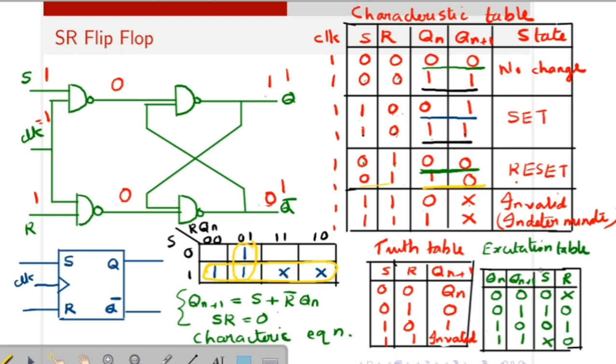So this is the excitation table for the SR flip-flop. So we can derive that excitation table from the characteristic table. Okay, so you should remember this excitation table. Not necessary to memorize it, you can derive it from the characteristic table. So this excitation table is used for designing counters. Okay, while designing a counter we use this excitation table. Clear?